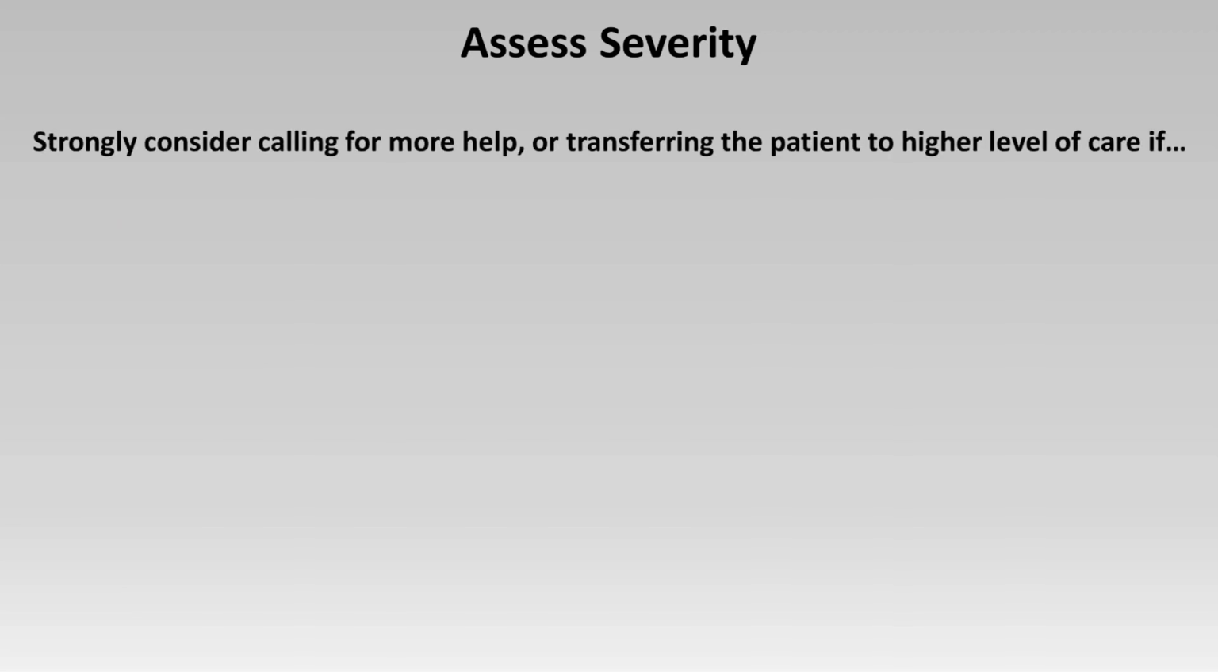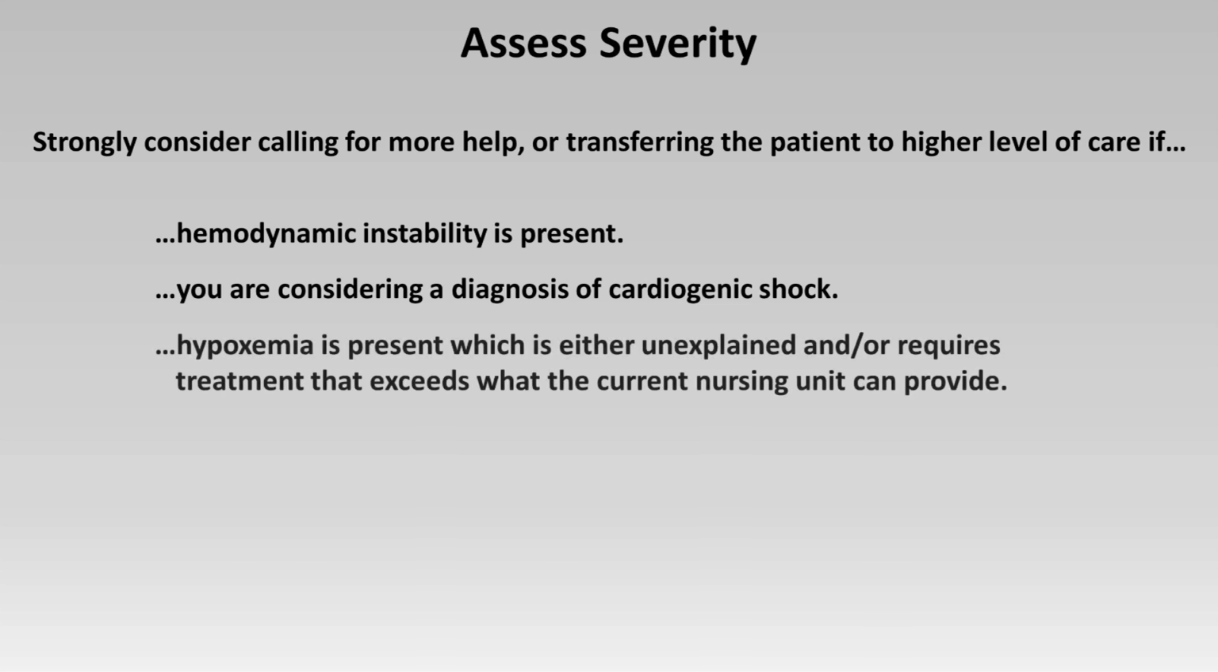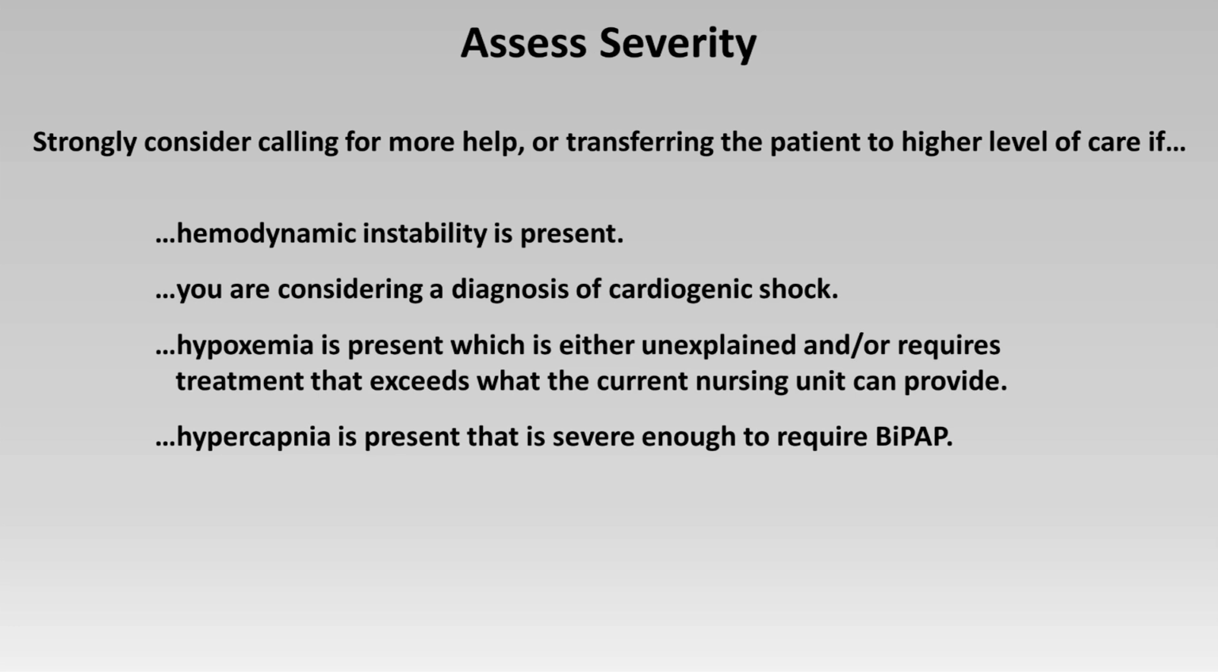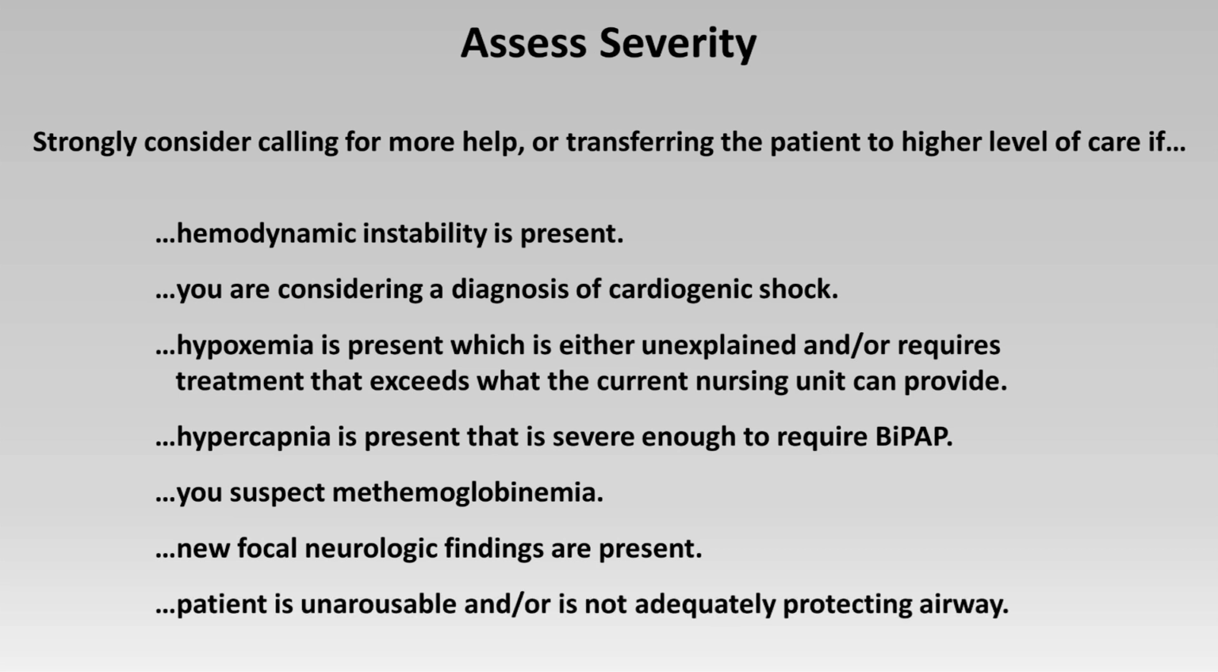Here's a more practical checklist. Strongly consider calling for more help or transferring the patient to a higher level of care if hemodynamic instability is present, you are considering a diagnosis of cardiogenic shock in which hemodynamic instability may not necessarily be overt, hypoxemia is present, which is either unexplained and/or requires treatment that exceeds what the current nursing unit can provide, hypercapnia is present that is severe enough to require non-invasive positive pressure ventilation or BiPAP, you suspect methemoglobinemia, new focal neurologic findings are present, or the patient is either unarousable and/or is not adequately protecting his or her airway.